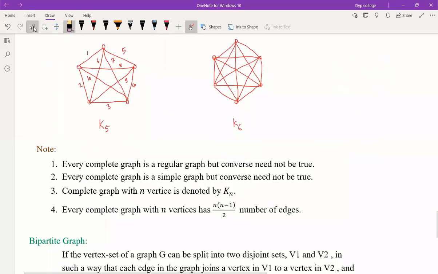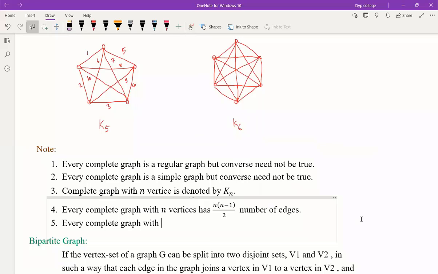Okay. Now one more thing is here. I'll add one more note here. Fifth note. So every complete graph with n vertices has how many number of edges? अगर n vertices complete graph है तो number of edges कितने होते हैं? Sorry, what is the degree of each vertex? n minus 1. n minus 1, exactly.